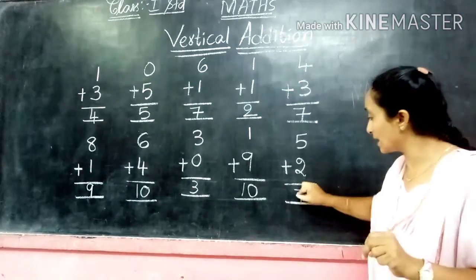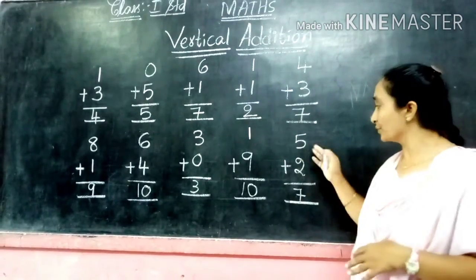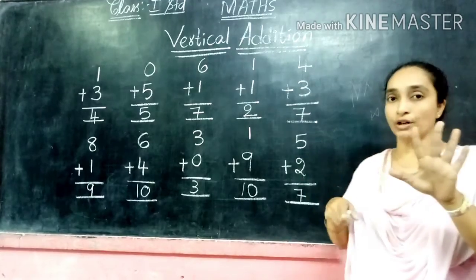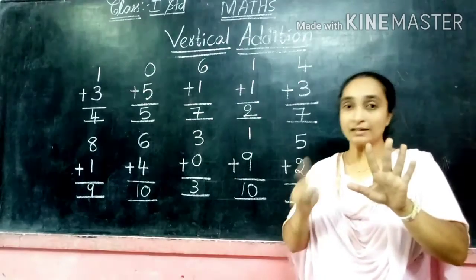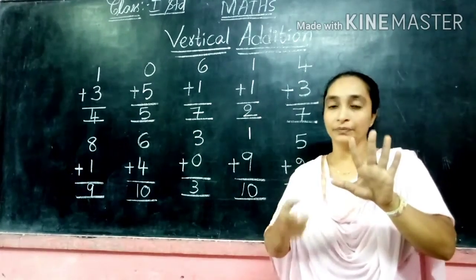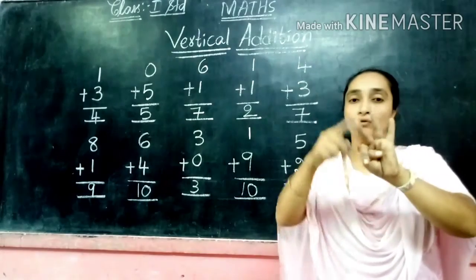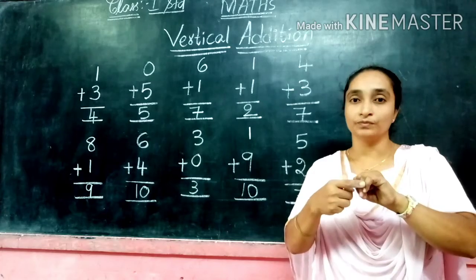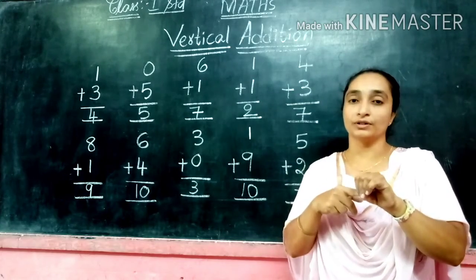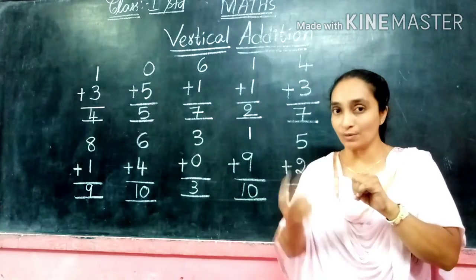So easily we got the answer 7. Otherwise, if you take the 5 and 2 after, if you count, it will take the long process. The answer will be the same, but it will take the time. So here we are taking the 5 and 2 after: 3, 4, 5, 6, 7. So this many numbers we have to count. So it is easy to take the small number.